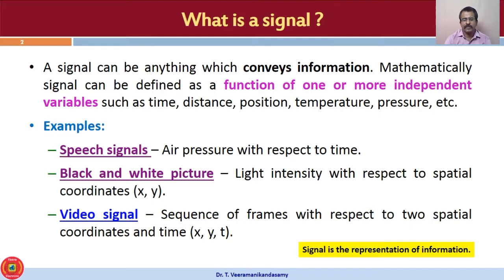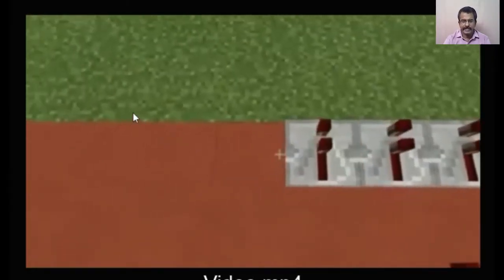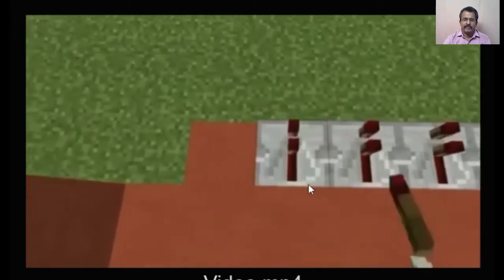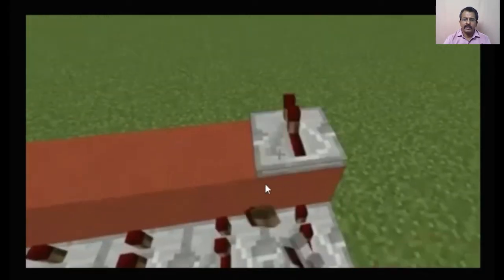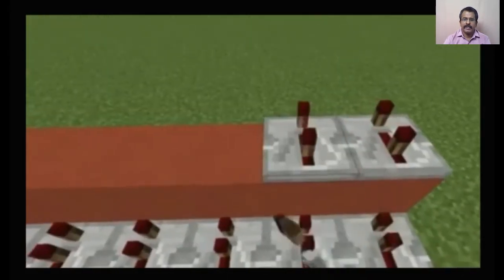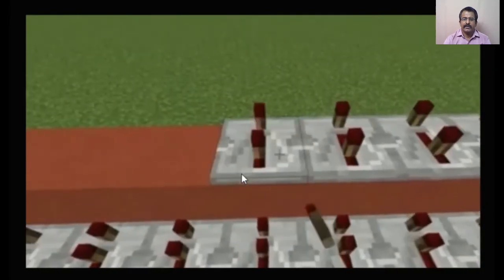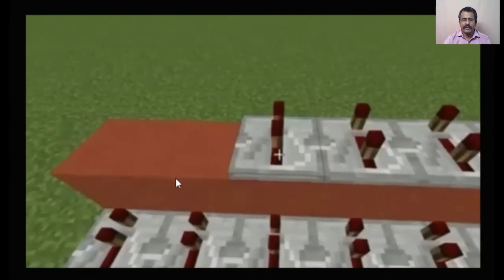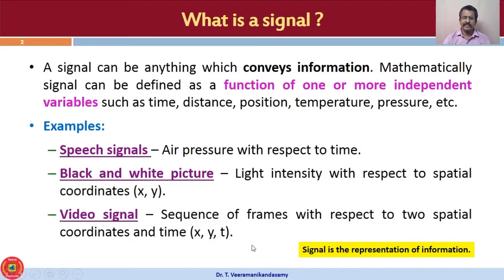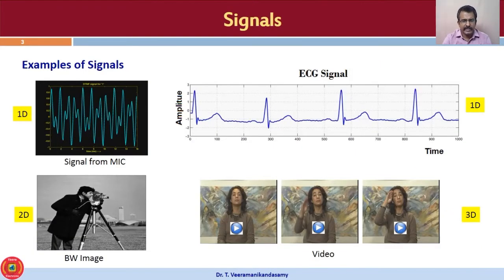That is f of x comma y comma t, the function of the video signal. So let me see how the video is created. The frames are sequentially organized, and when the frames are played sequentially, we get the video signal. So a signal is the representation of information, right? These are examples of signals.